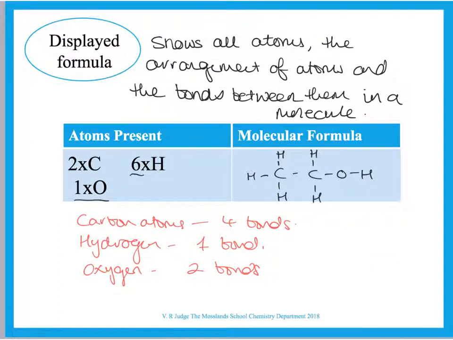Okay, so that is displayed formula. Now, there are obviously other ways, some people might have noticed, of arranging these atoms with different arrangements of bonds where you're still meeting these rules, where carbon's got 4 bonds, hydrogens have got 1, oxygens have got 2, but the molecule looks different, and we will come to those later as well. So don't worry if you've noticed that that's not the only arrangement that you could draw. We'll deal with that later.